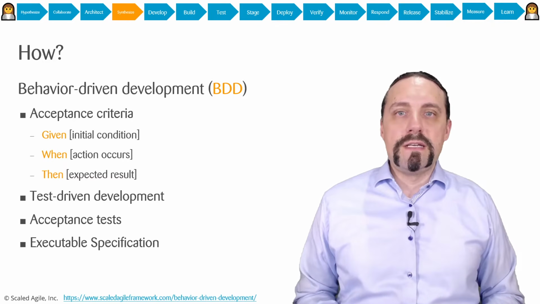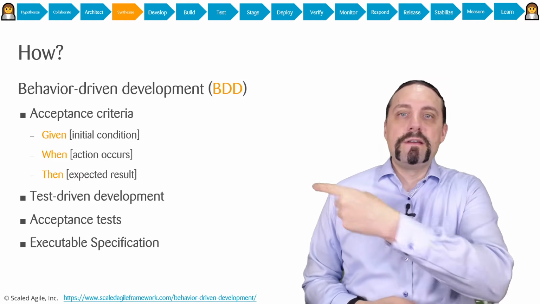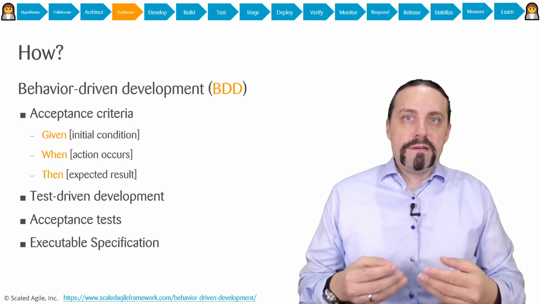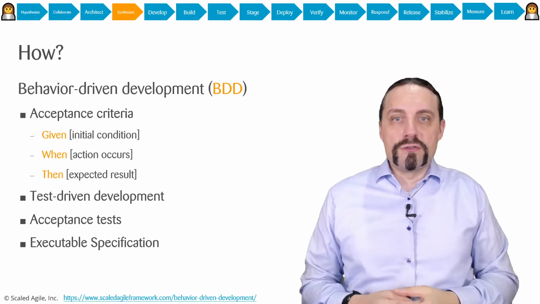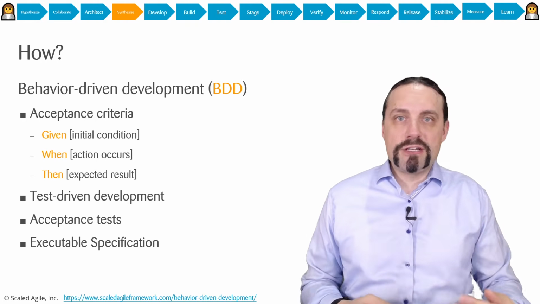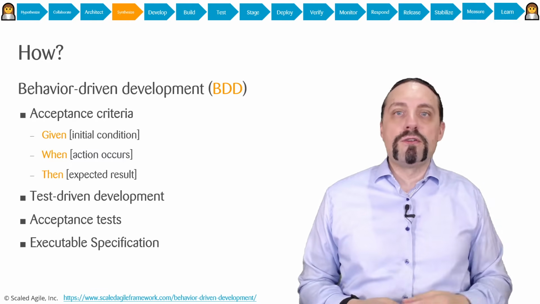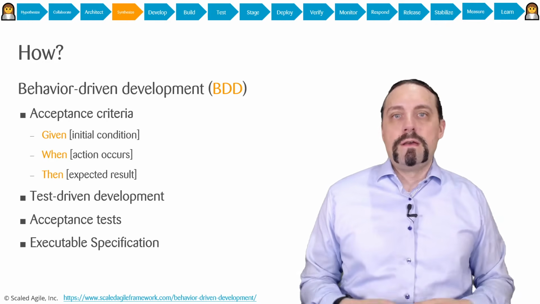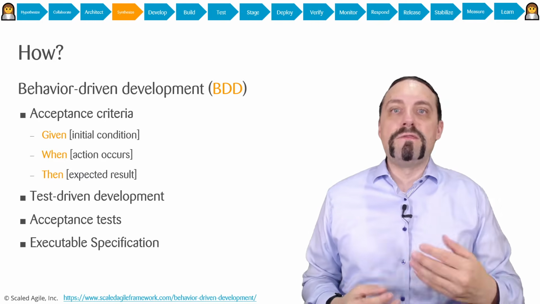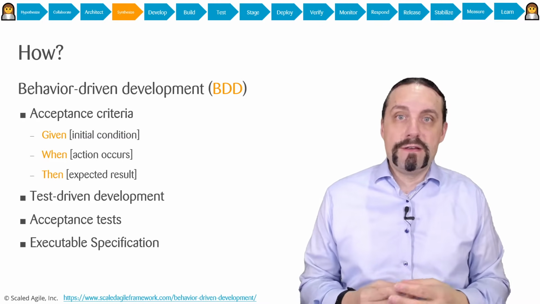When you are doing BDD, then you write the acceptance criteria in the given, when, then form. Which means that with given, we say this is the initial condition where we are at the moment. With the when, we define the action which we are doing. And with the then, we define what the expected result is. Behavior-driven development is a test-driven approach. So with this form, we already have the test which we want to have.